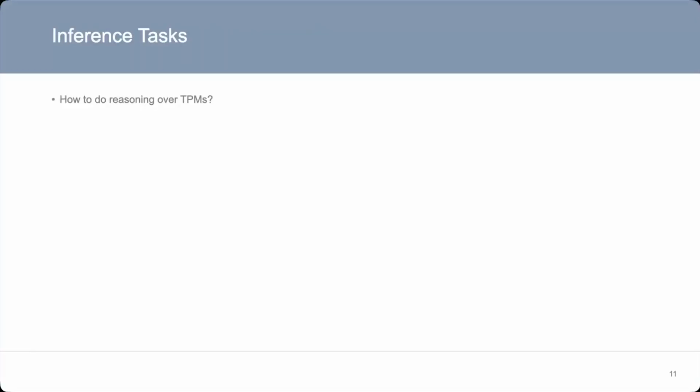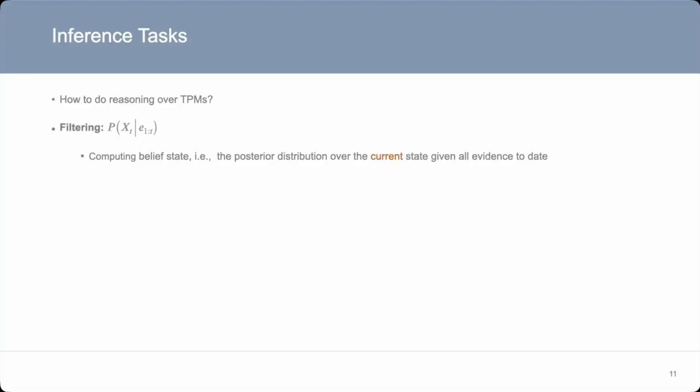Once we have a temporal model, we can ask several kinds of questions, or in other words, we can do reasoning over TPMs. The first inference task we can do is called filtering, which basically means we can compute the current state, or we can estimate the current state given the evidence we have so far. Mathematically, it is written as the probability of xt given E1 to t.